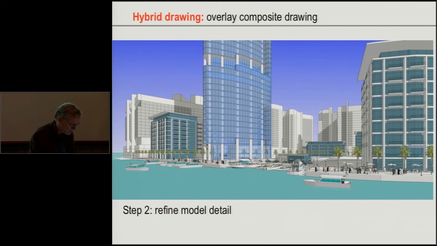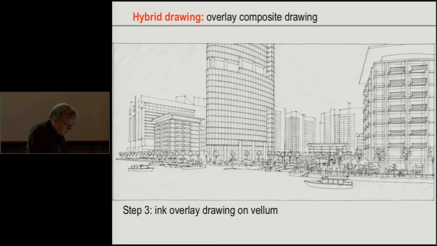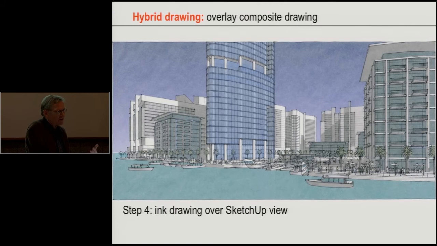So here's the line drawing that I traced over a print of that SketchUp model. Here's the line drawing scanned on top of the SketchUp model. Now I'm getting color, I'm getting sky, I'm getting shadows, a lot more depth to it, but that's not enough. It's still really flat and lifeless, and so what I did is I layered on colored marker and colored pencil. And this is just tracing paper.